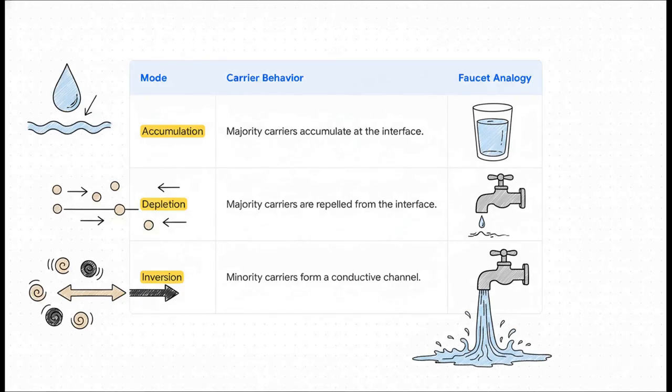First, there's accumulation. This is where we pull all the existing charges right up to the surface, ready to go. In our analogy, the water is ready at the faucet. Next is depletion. Here we push those charges away from the surface, creating an empty zone. The faucet is now partially off. And finally, the big one, inversion. We apply enough voltage to attract the opposite kind of charge, and they form a brand new path for electricity. The faucet is now flowing freely. This is the on state.